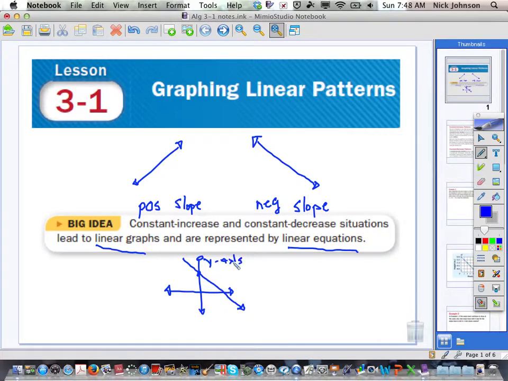Now, why is that point important? Well, normally in a constant increase or a constant decrease situation, that's where your problem started. You had so many of this, you gained so much, so it started here, and then it went positive slope. Or it started here, and maybe your lake drained, so then you start losing water. So that point is normally important too. This is called the y-intercept, and I normally just write y-int.